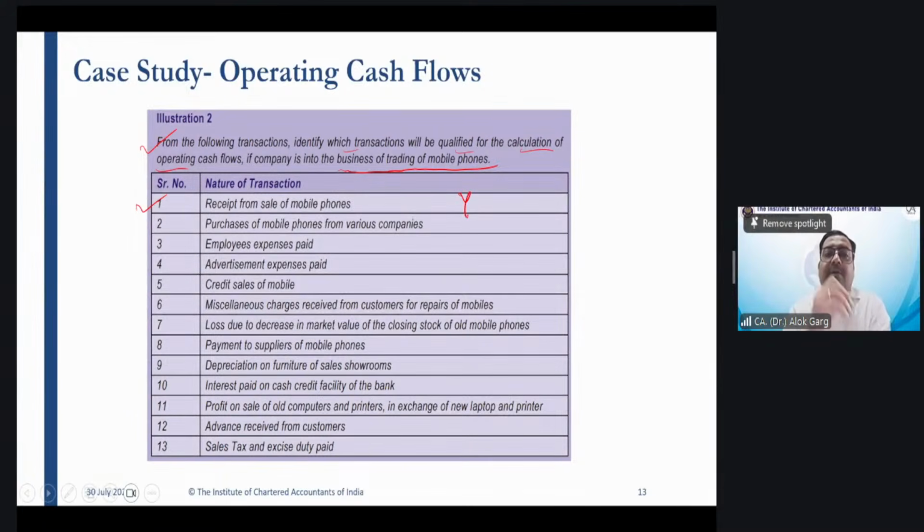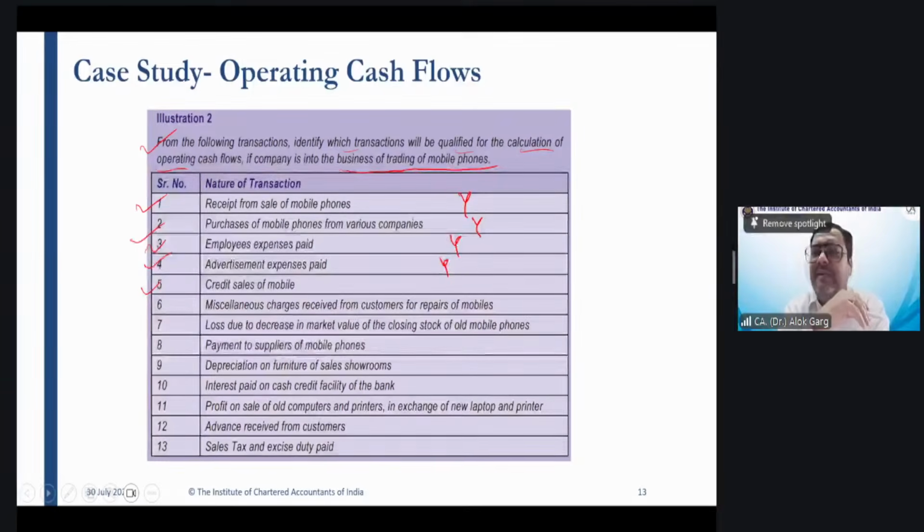Purchase of mobile phones from various companies. This company is in the trading of mobile phones. So receipt from sale, revenue from operations, purchase is made. So the second, whether it is an operating activity or not. Second is also operating activity, right? Inventory purchased. Okay. Employee expenses paid. Is it relating to the operating cash flow or not? Yes. Advertisement expenses paid. Yes, it is also operating, right?